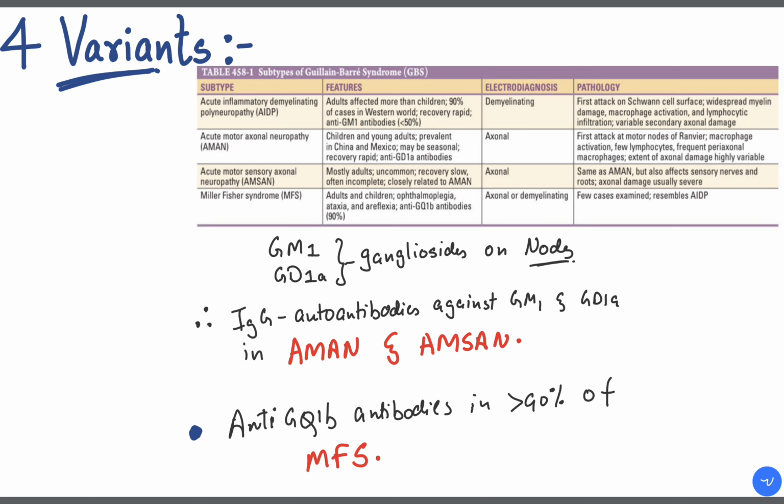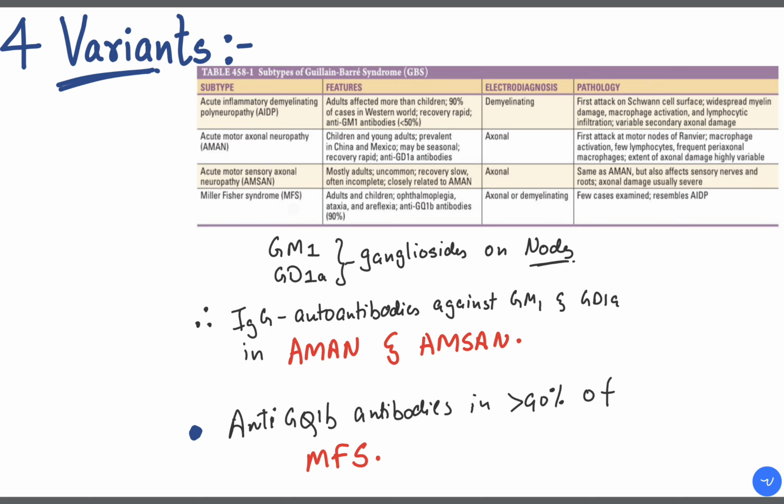The third variant is AMSAN, wherein motor and sensory axonal neuropathy occurs. So, AMAN and AMSAN, relatively, they are uncommon. The most common is AIDP only, and here also the basic pathology is axonal damage, same as that of AMAN. And the fourth variant is Miller-Fisher syndrome.